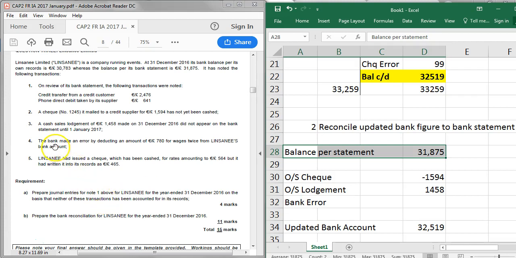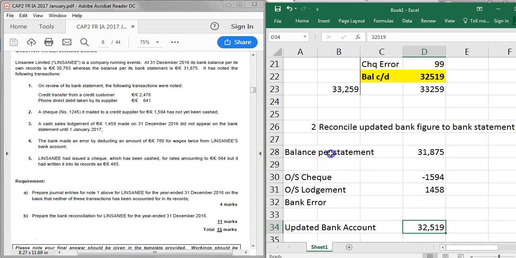Just make sure you understand the logic and try not to learn off positive or negative. And finally, you're told the bank made an error by deducting 780 twice instead of once. So that means in your bank account it's fine, but in your bank statement it's 780 less than it should be. So this will obviously be 780 bigger because they double counted the wages. So to reconcile between the two, you add on 780, because this plus the 780 that it was incorrectly expensed will get back to here. And when we sum the balance for the statement plus the adjusting items, we thankfully, as you can see here, get to 32,519. And we're now correct.